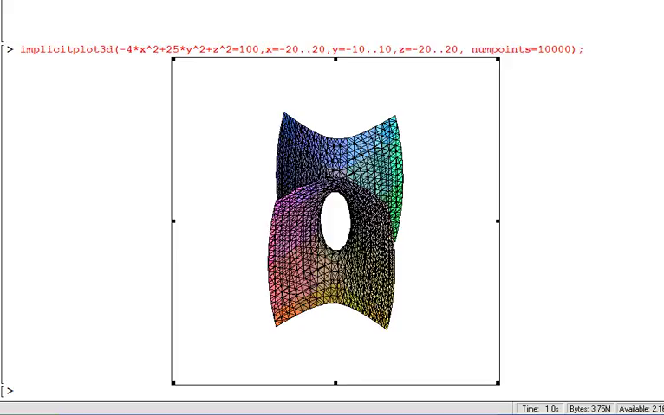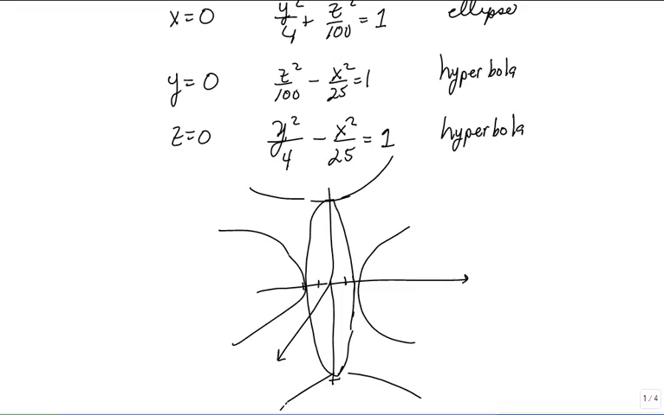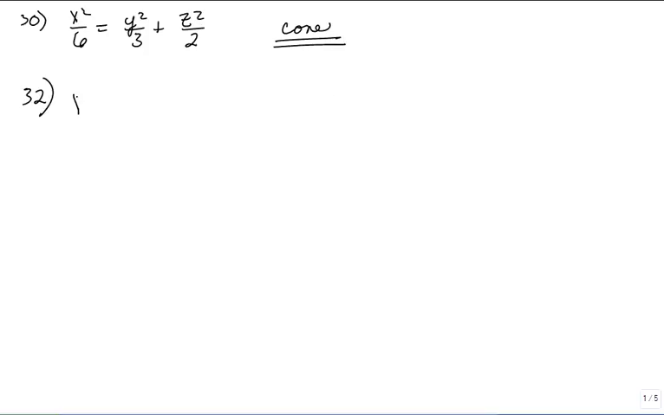Okay, let's look at, here we don't have to graph them, we're just going to classify them. 30. And that's a cone. If you look in your text, page 872, one of the variables is squared on the left side of the equation, and then you have the other two positive, so that's going to be a cone. 32, one of the variables is not squared, and one of the squared ones has a negative, so that's going to be the hyperbolic paraboloid.